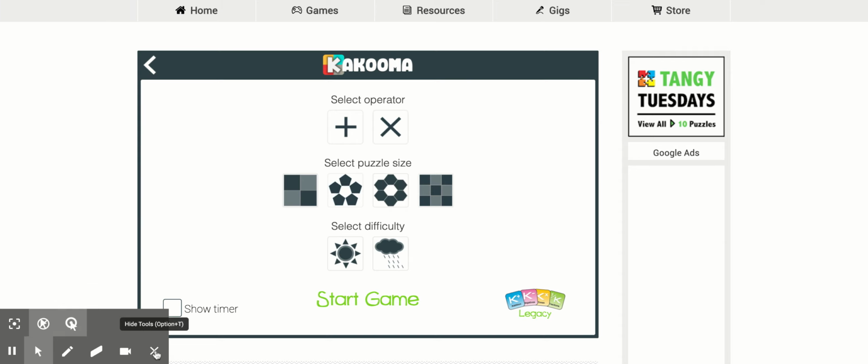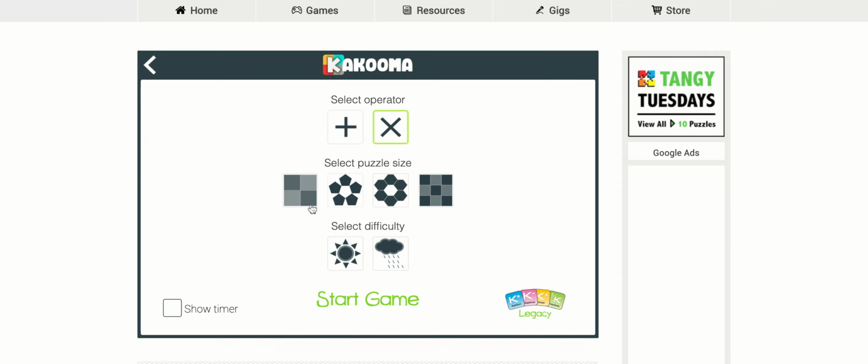Oh wait, I want to highlight my clicks. So I'm going to choose multiplication, and then these are the puzzle sizes. When you first start playing the game, it's going to start with this grid, and then it's going to get fancier and fancier until you hit the hardest, most challenging grid. Then I'll choose the difficulty. I'm going to choose this first grid because that's what you'll see first, and then I'll choose the sun difficulty. That's not super hard.